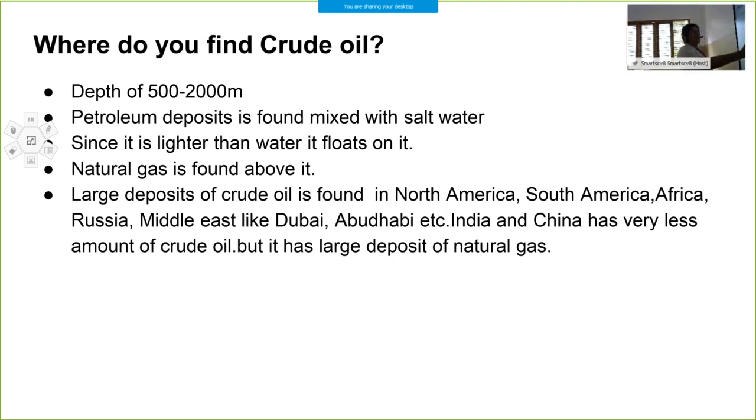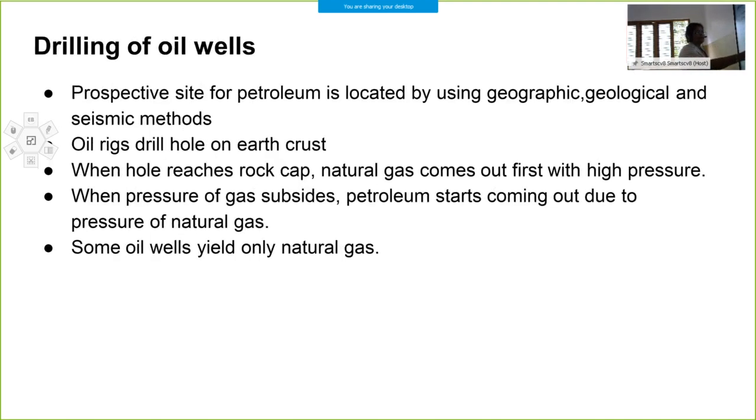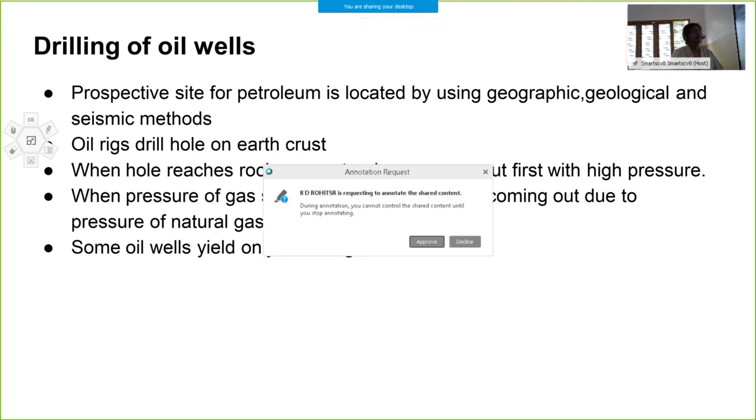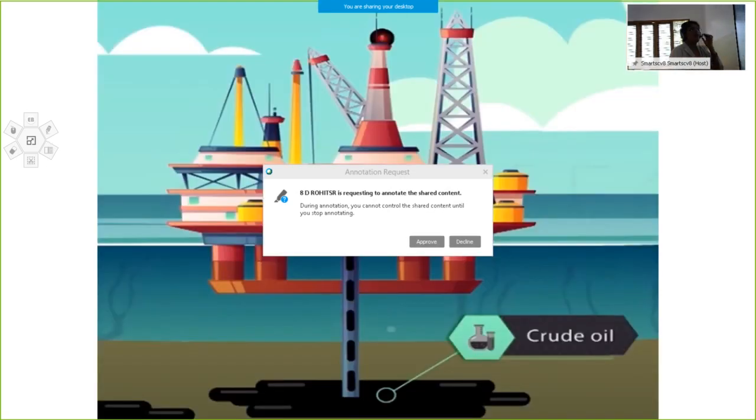Now we understand where it is present, is it not? It is found deep under the earth's crust. Now if it is deep under the earth's crust, then how will we get it out from the earth's crust? How can we get this oil? That is what we are going to see next. For that we have what is called an oil rig. First of all, I will show you the picture of an oil rig. So this is an oil rig.